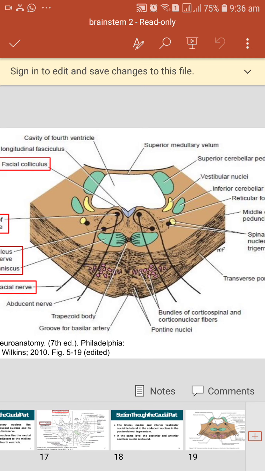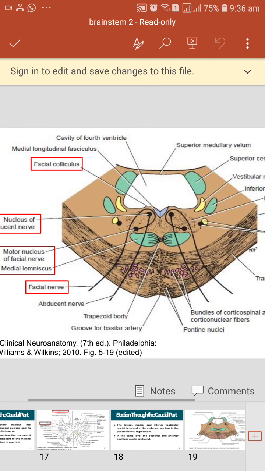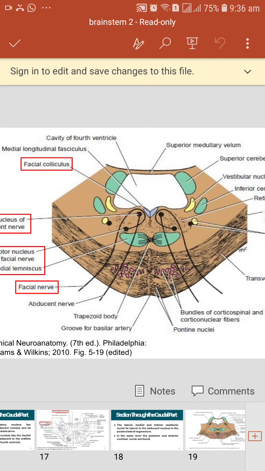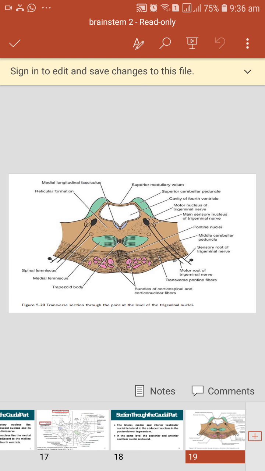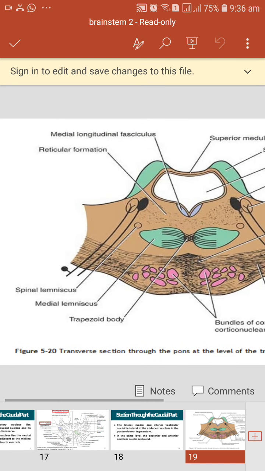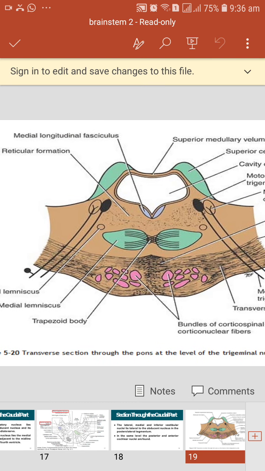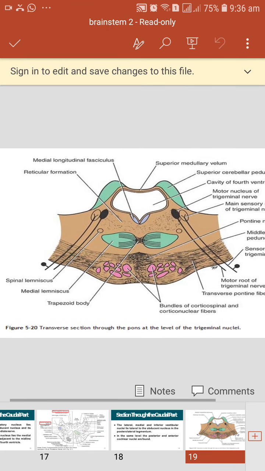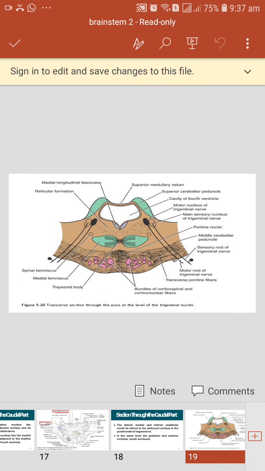This was all about the caudal section, but in this caudal section one thing is left, the medial longitudinal fasciculus in the midline. You can also see this. Then we come to the rostral portion or the upper portion of the pons. Here you can appreciate the cavity of the fourth ventricle.